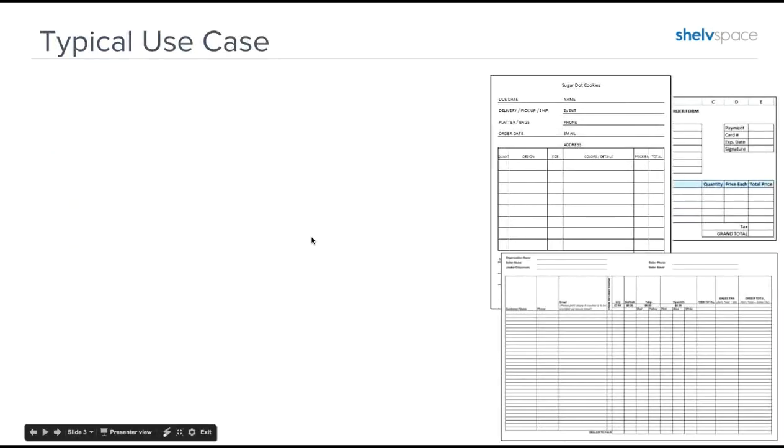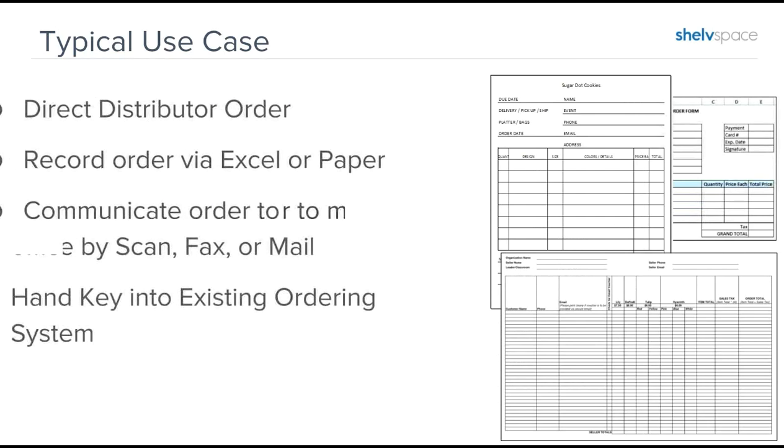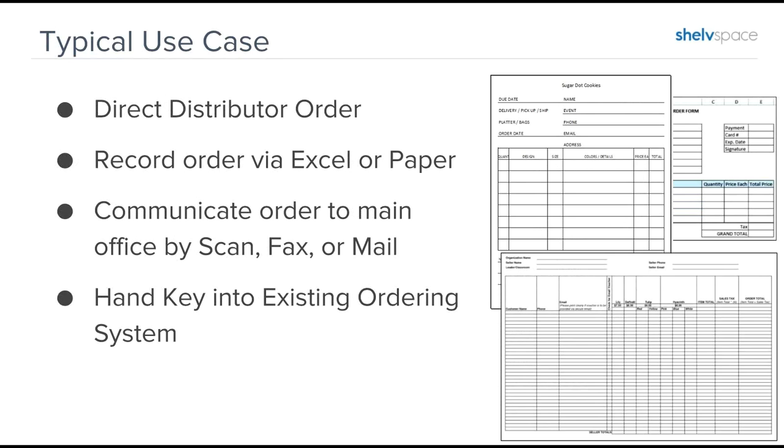So the typical, very common ordering use case is the direct distributor order, where the order is placed maybe directly into the distributor warehouse to an ordering system. Maybe that's on a handheld or a desktop computer. Outside of that, you'll see teams creating orders in the field just on Excel spreadsheets or even good old-fashioned paper.